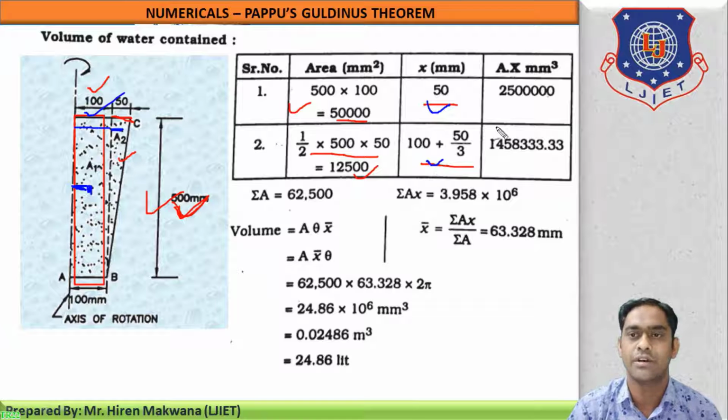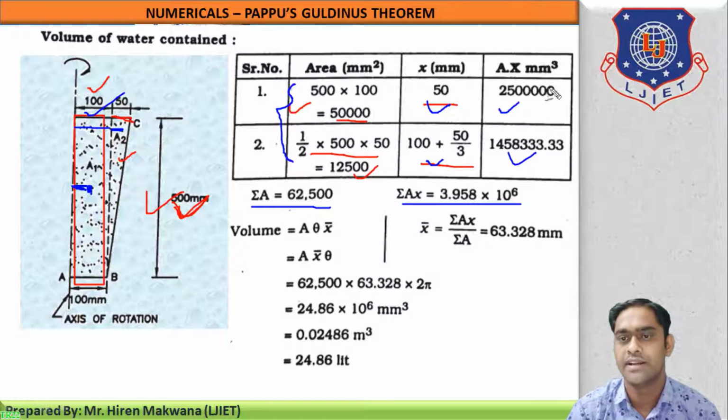Answer will be available in your calculator. Find A1 x1 and A2 x2 for part 1 and part 2. So this is sigma A and this is sigma AX. Sigma A means addition of these two values and sigma AX means addition of these two values. Now find x bar, sigma AX upon sigma A. You will get this answer.